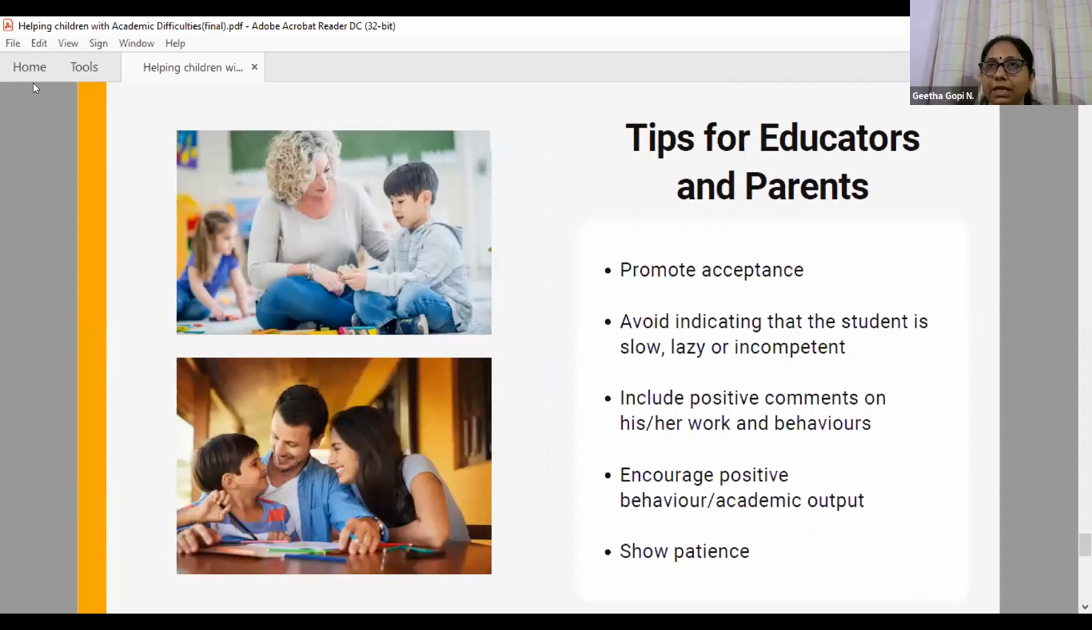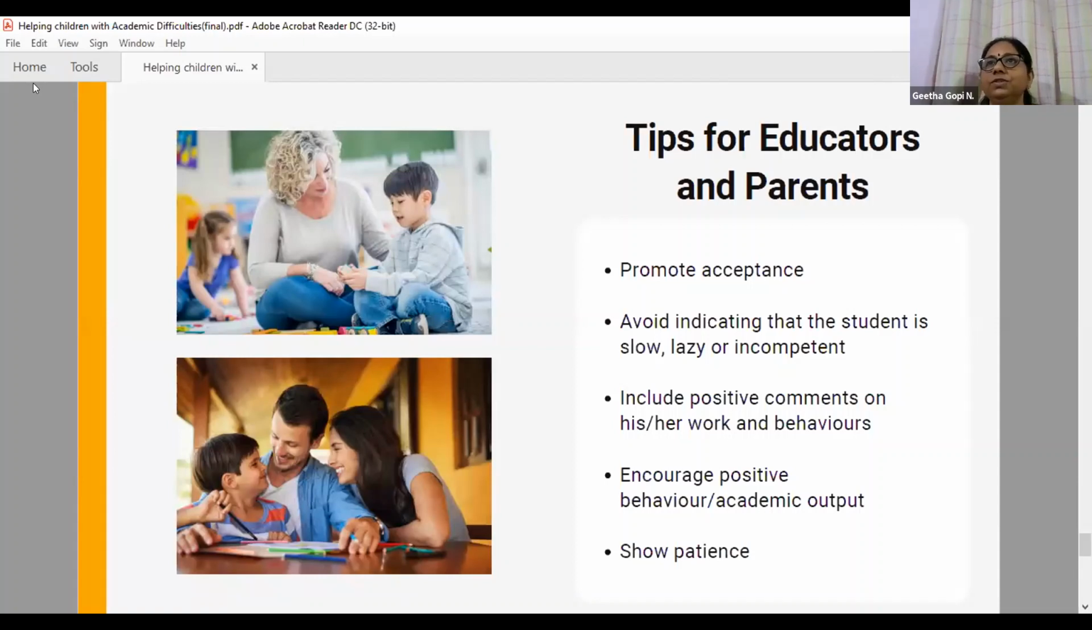Promoting acceptance, again, not just with the parent or with the educator, but also in the classroom environment. Stop branding or labeling the child as being slow, lazy, or incompetent. Instead, provide more positive comments about his or her work and behavior. For example, if you find a child who is very distracted and off task, instead of reprimanding the child, you can just say, I see you're not busy, can you please get busy onto your work. Even something as small as that.